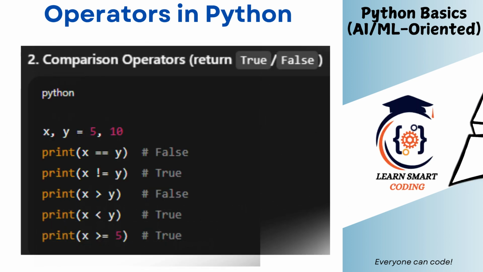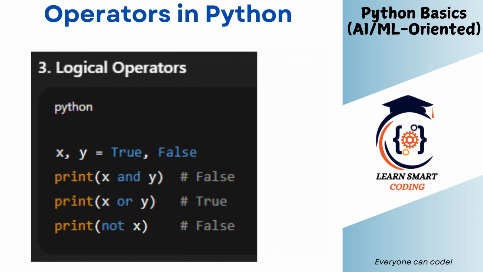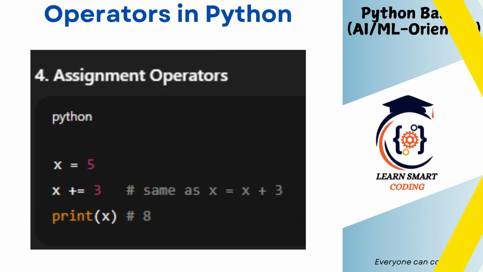And the next one is comparison. Here the result is going to be true or false as a return type. And then the next one is the logical operator. Here we will be focusing on and, or, and not. These three are the operators that we will be using to see how the result will vary with true or false.